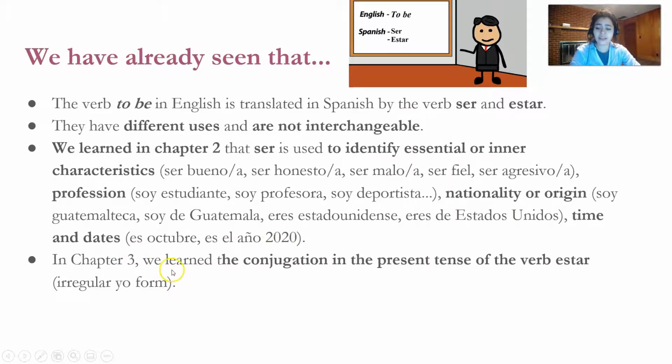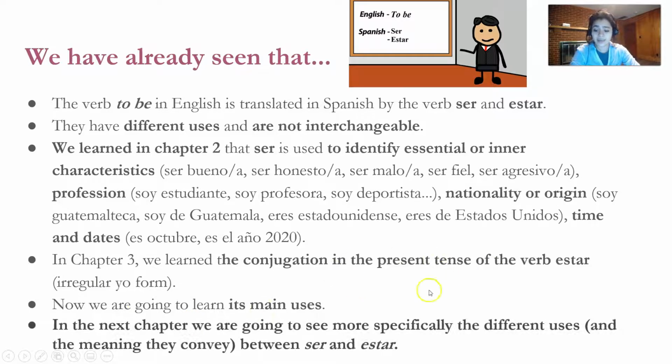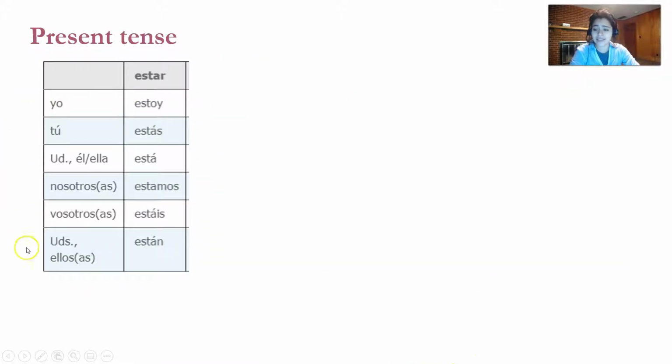In chapter 3, we learned the conjugation in the present tense of the verb estar. It has an irregular yo form. Now we're going to learn its main uses. In the next chapter, we are going to see more specifically the different uses and the meaning they convey between ser and estar. So here you have estar conjugated in the present tense. As you remember, it has an irregular yo form, yo estoy, and then it works as any other AR ending verb. Tú estás, usted, él, ella está, nosotros, nosotras estamos, vosotros, vosotras estáis, ustedes, ellos y ellas están.